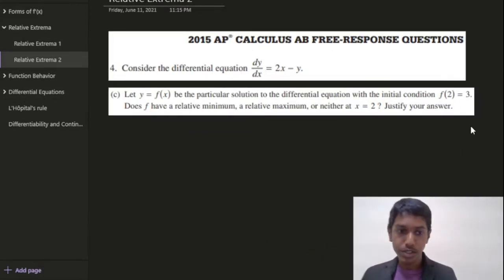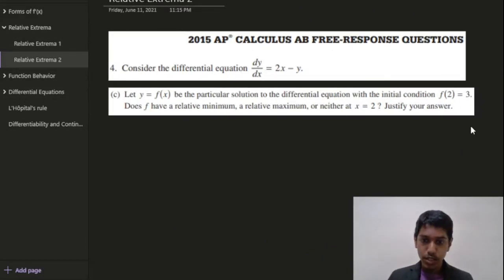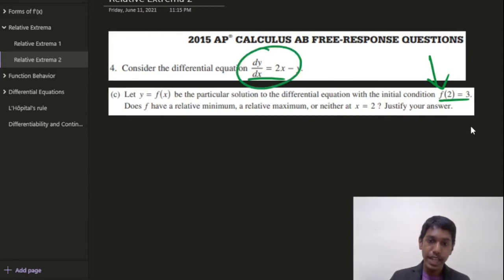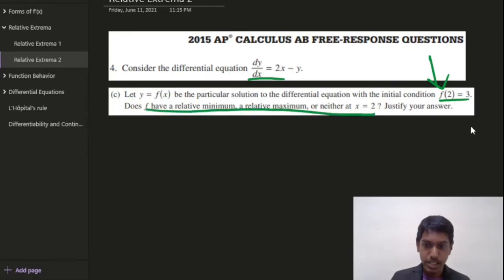Alright, let's get going with the second problem here. So we have this differential equation. We've got this initial condition. So this is just a point that is a point on this curve here. And then we're looking at whether f has a relative minimum, maximum, or neither.